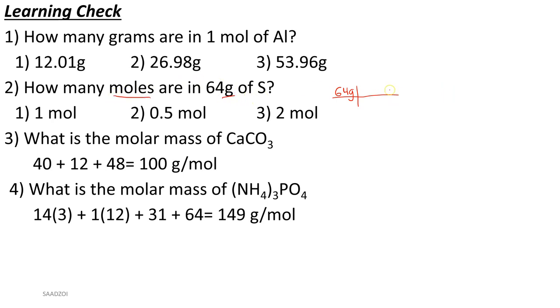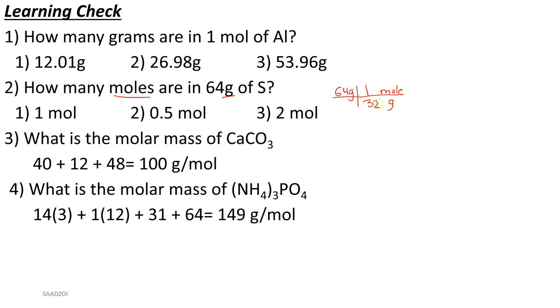So what you want to do is put the unit you're looking for on top, the unit you're starting with on the bottom. So the question is, where do I get these numbers? Because these are just units right now. The periodic table. Because we're dealing with molar mass, we're going to use the molar mass in the periodic table, which is 32 grams for every 1 mole.